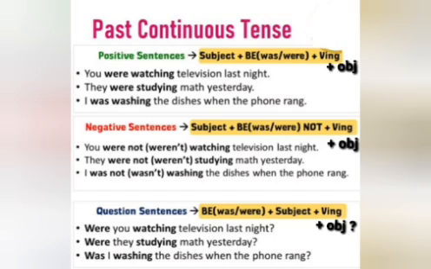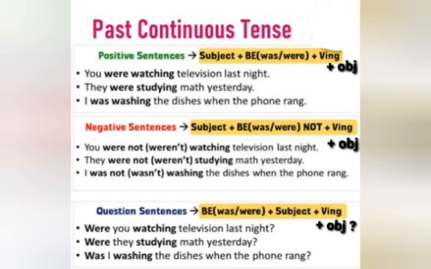So you is the subject, were from the syntax, watching V1 plus ing form of the verb, television is the object, and last night is that specified time. Take another example. I was washing the dishes when the phone rang. So I is the subject, was from the syntax, washing, that is V1 plus ing form, the dishes is the object, and when the phone rang is that time.